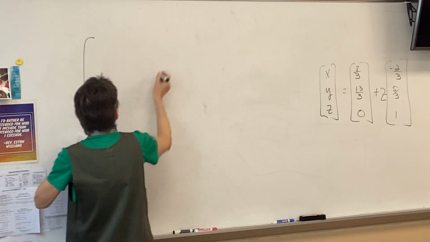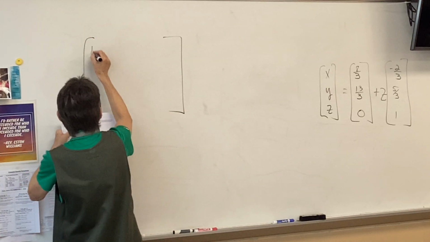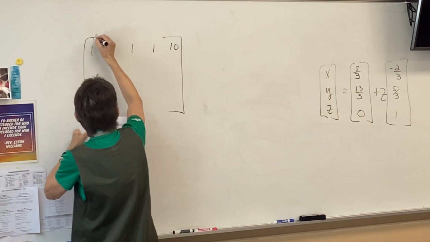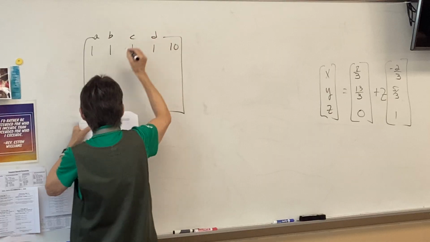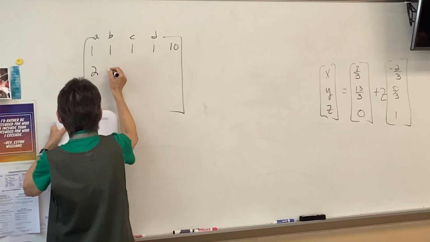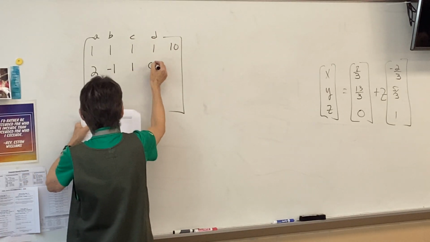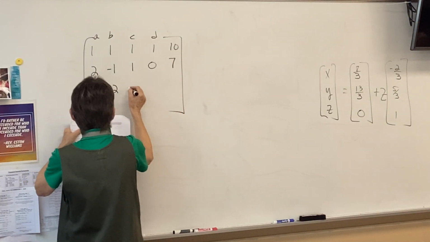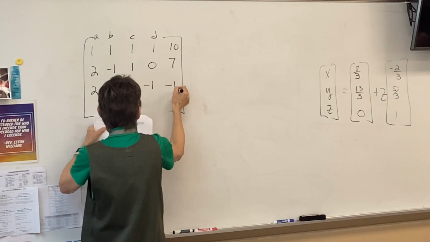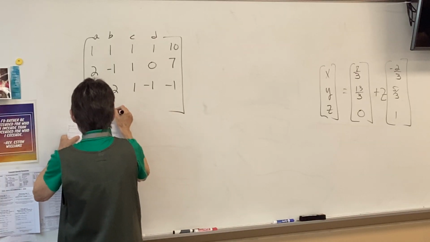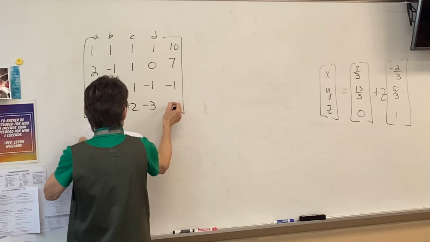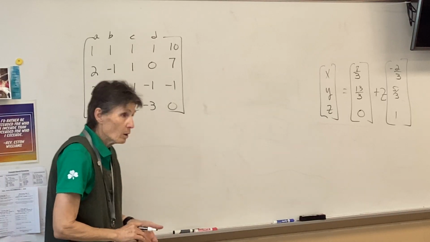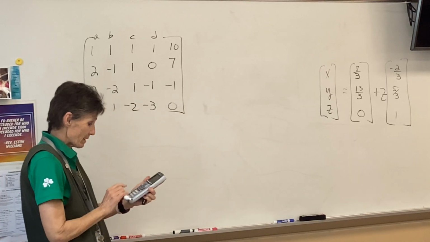So let's write down our, be careful, this has A, B, C, D. So 2, -1, 1, 0, 7. 2, -2, 1, -1, -1. 1, 1, -2, -3, 0. Okay, good? That one, yeah, is a 4 by 5.